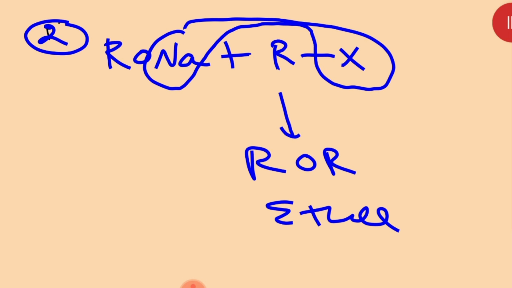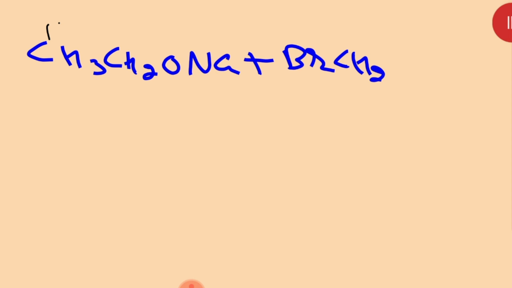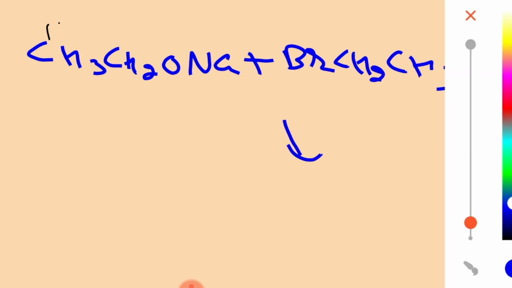Okay student, so this is the preparation of the ether. Now I am going to take another example for ether formation by the Williamson synthesis reaction. You must see, all of you. CH3CH2ONa plus BrCH2CH3. So what we are going to do there?